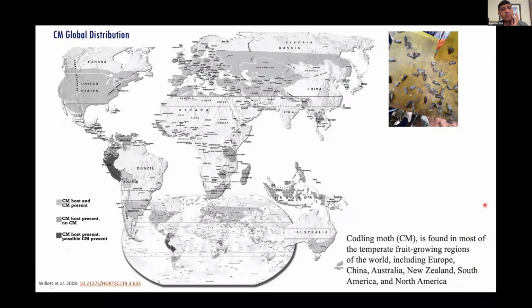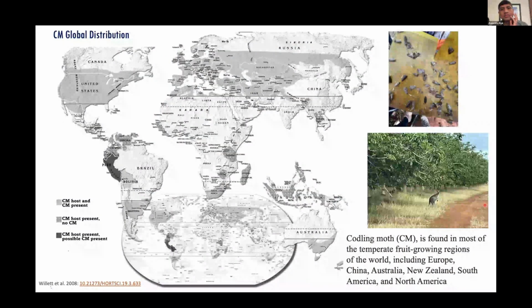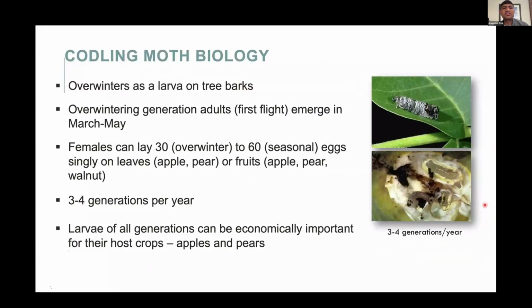In terms of their biology, these are moth pests, but they overwinter as larvae on the tree bark. They turn into pupae in there, and then in spring they start emerging. They start finding places to lay eggs. It could be on the leaves, it could be on the fruit. Mostly in walnut, it's on the fruit. In apple and other systems, it's mostly on the leaf. So they lay eggs there.